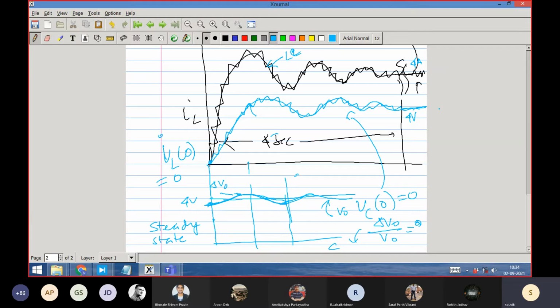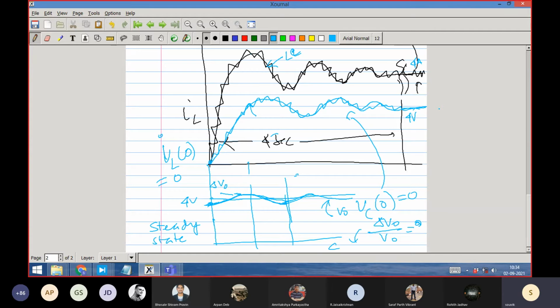Whether 4 seconds is a lot of time or a very small time is a different thing. From human perception, it is very small, but with respect to the switching frequency of, let us say, 100 kilohertz, which is 10 microseconds, it is a lot of time. So it has taken a substantial amount of time to reach steady state. But once it has reached steady state, the only thing that has to be ensured is that the initial value of the current at the beginning of the period is equal to the current at the end of the switching period.